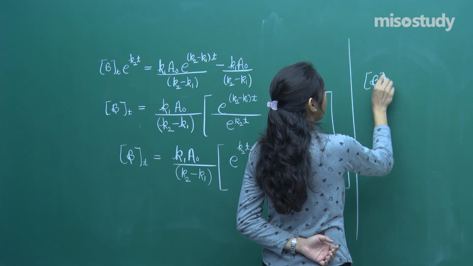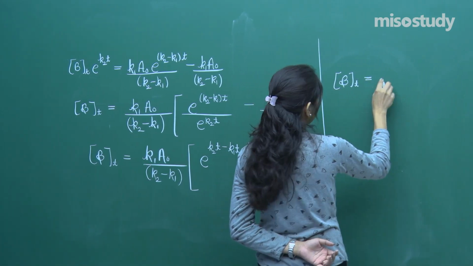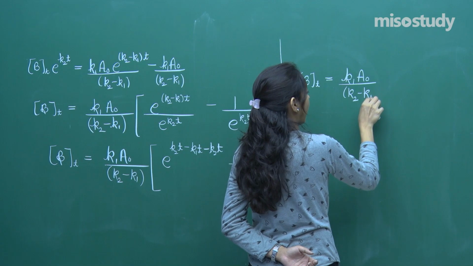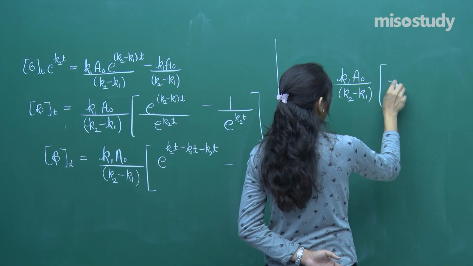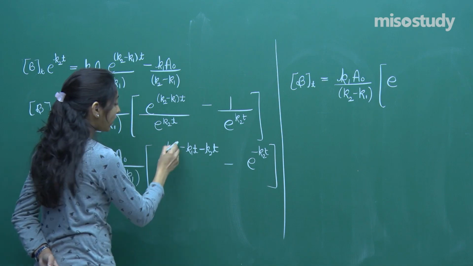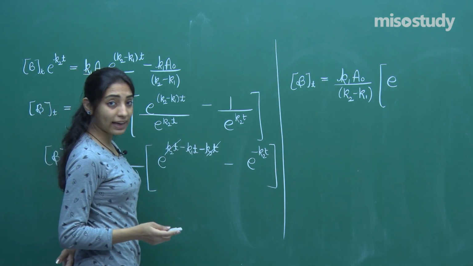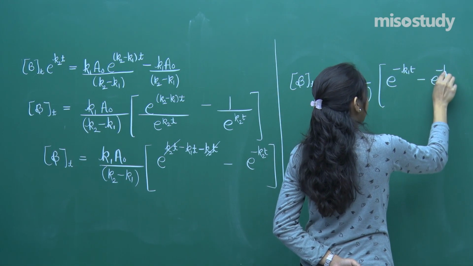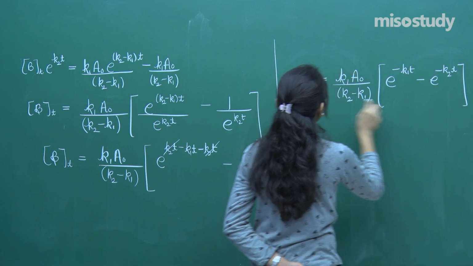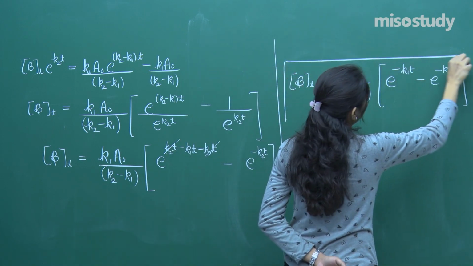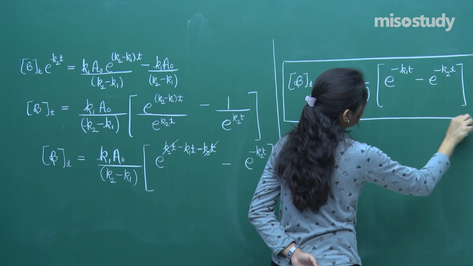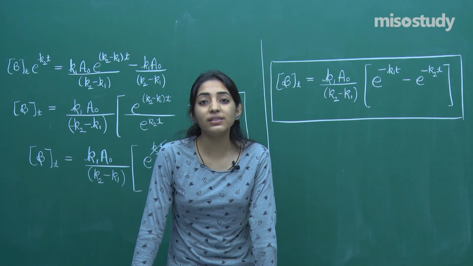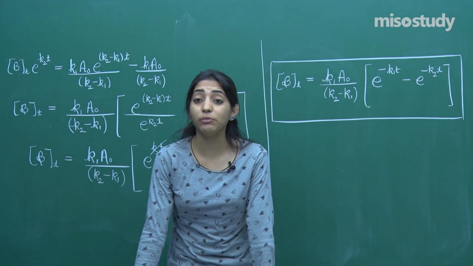So once this would have been done, then we'll further write. The concentration of B at any time t could be written as k1 a naught divided by k2 minus k1 e raised to the power. See, one is k2t minus k2t. These two will get cancelled. So you will be getting e raised to the power minus k1t minus e raised to the power minus k2t. So this is our final equation for the concentration of B at any time t.